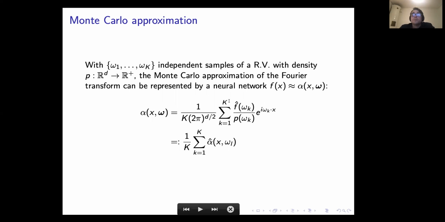So let's take K samples. The inverse Fourier transform would look like this, right? So let's define alpha as just the Monte Carlo approximation of the inverse transformation. You have a density P appearing here, and we call alpha hat the f hat divided by P times e to the i omega x.